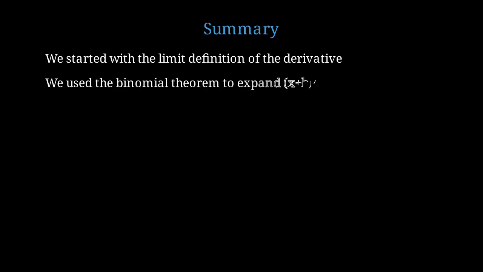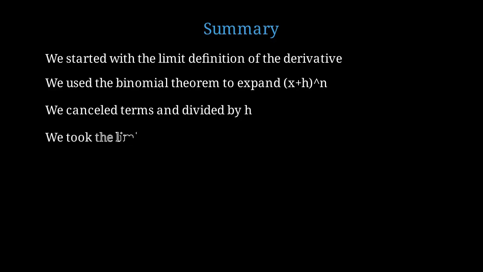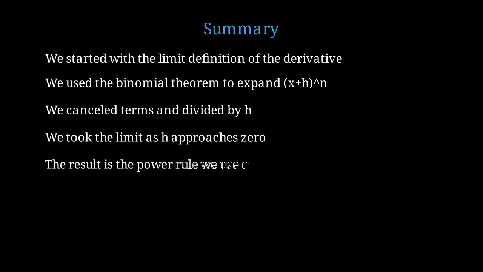We began with the fundamental limit definition of the derivative. We applied the binomial theorem to expand (x+h)^n. We canceled the x^n terms and divided everything by h. Finally, we took the limit as h approaches 0, eliminating all h-containing terms. The result is the elegant power rule that we use constantly in calculus to differentiate polynomial functions.